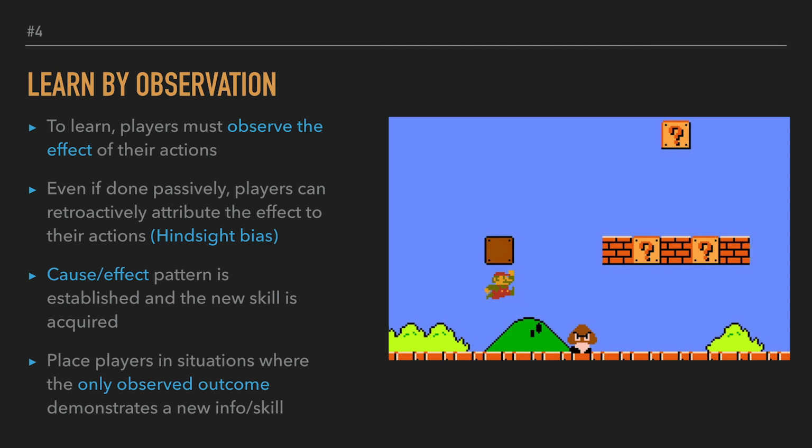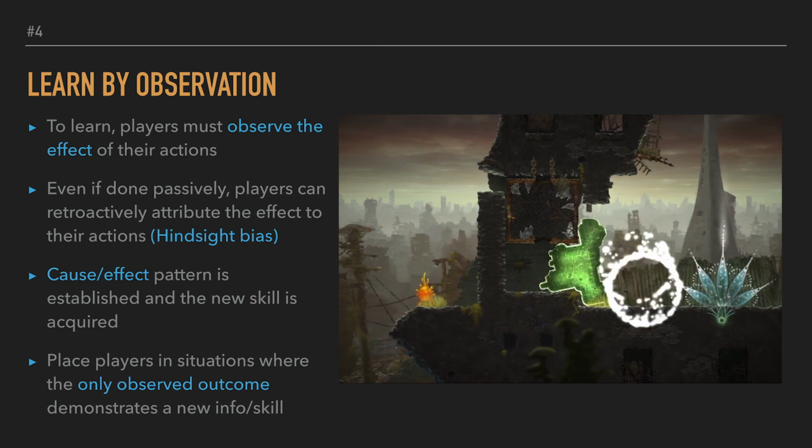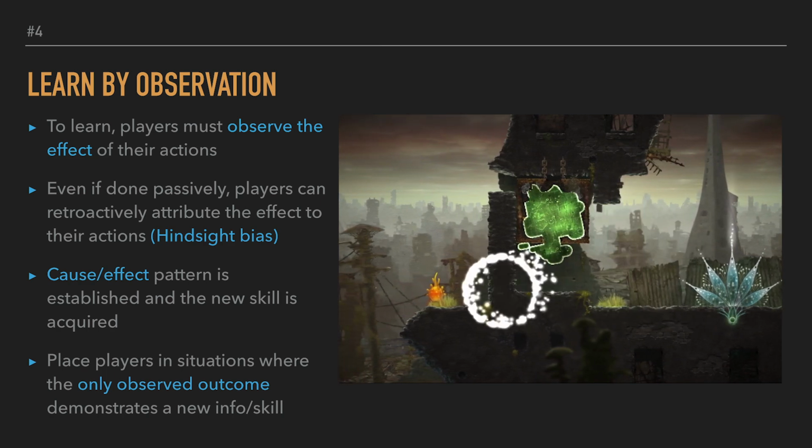I saw the response. I saw what happened. Now I know how to kill enemies. So once we see that cause and effect, the new skill is already acquired, whether or not it was active. So place the players in a situation where the only observed outcome demonstrates a new skill that you're trying to teach them. In Mushroom 11, the idea of a rigid, massive skeleton body was very hard to explain.